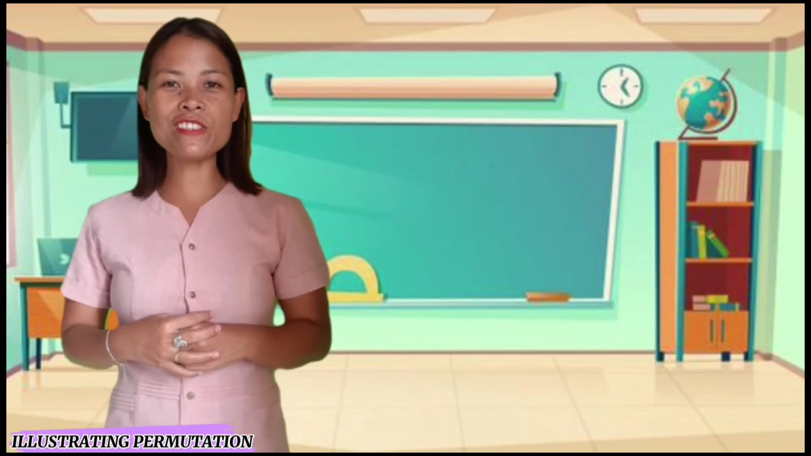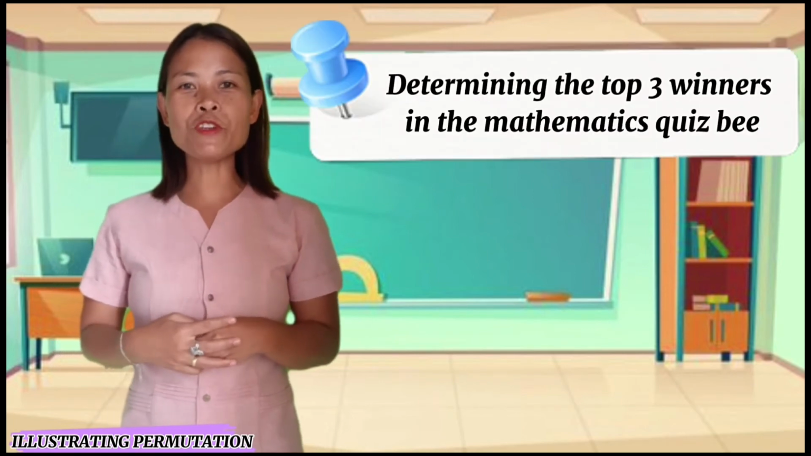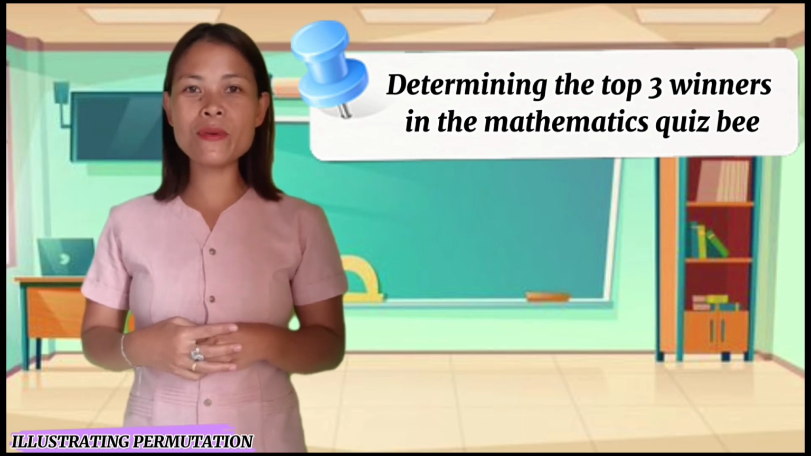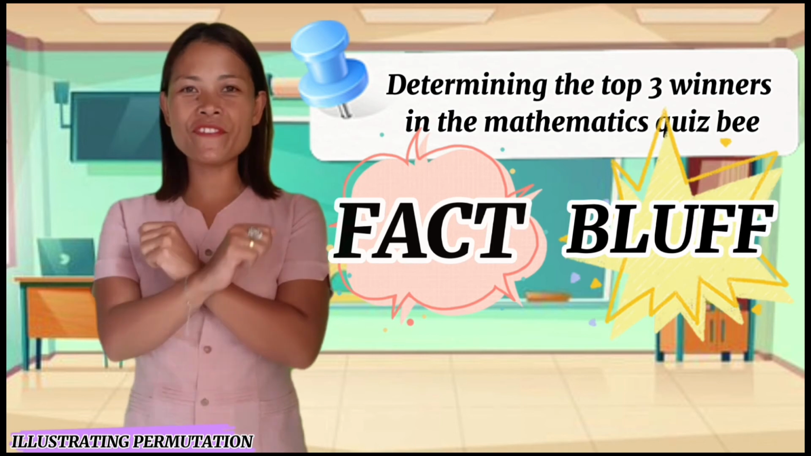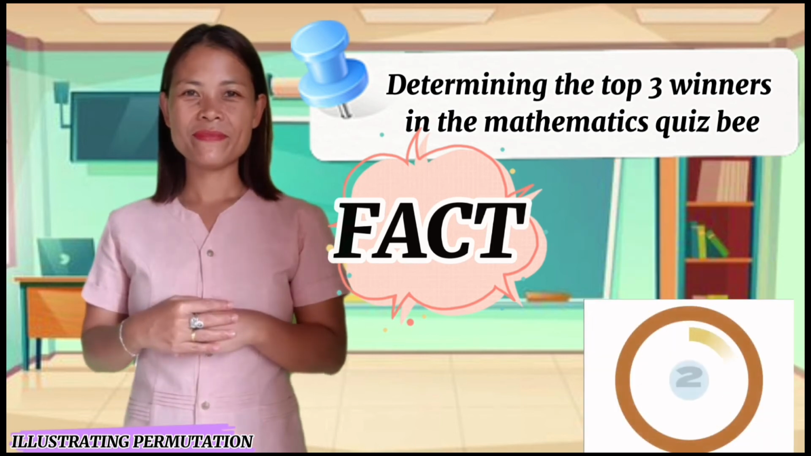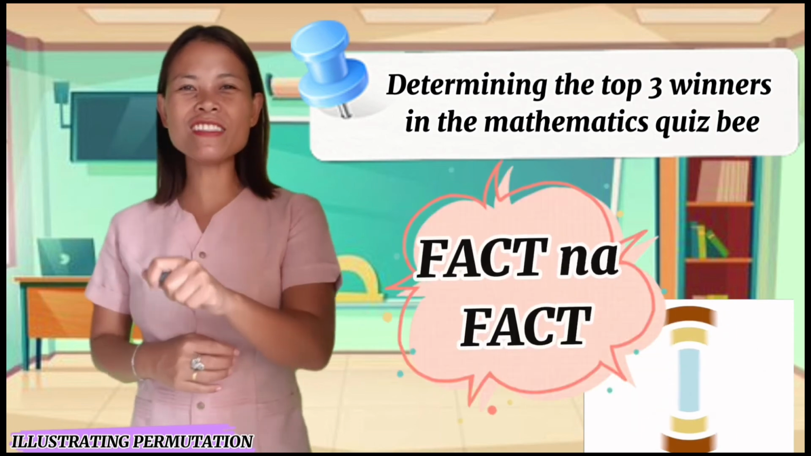So here is the first question. Determining the top 3 winners in a mathematics quiz bee. Is it a fact or a bluff? You are right. That is fact na fact.